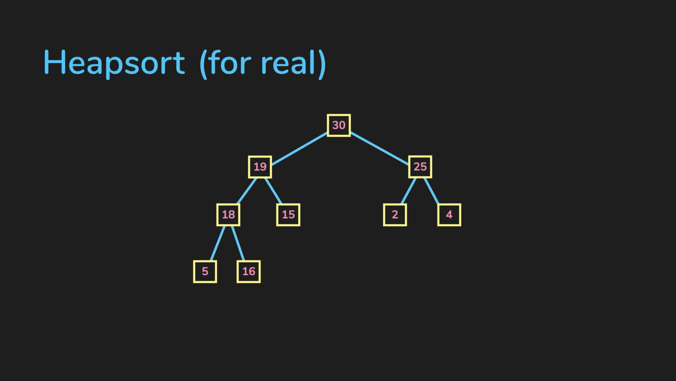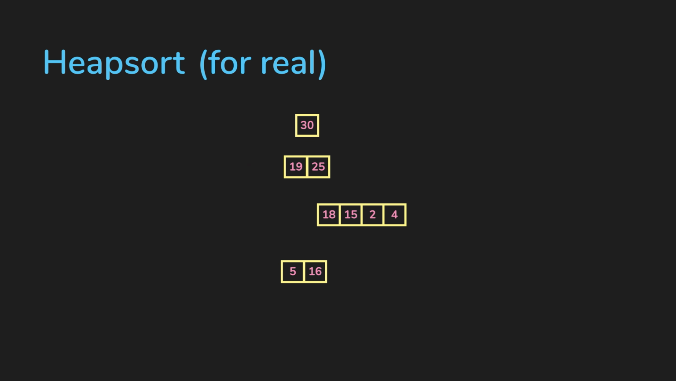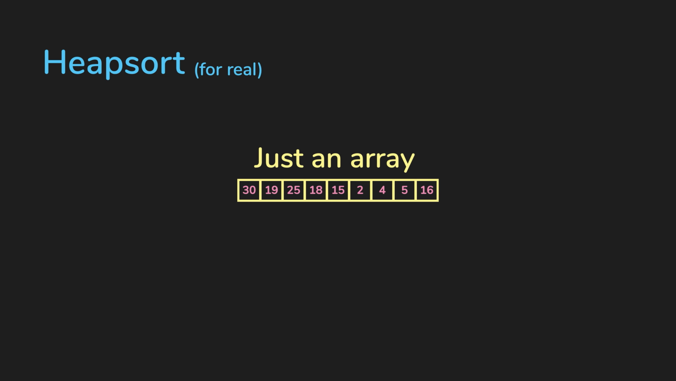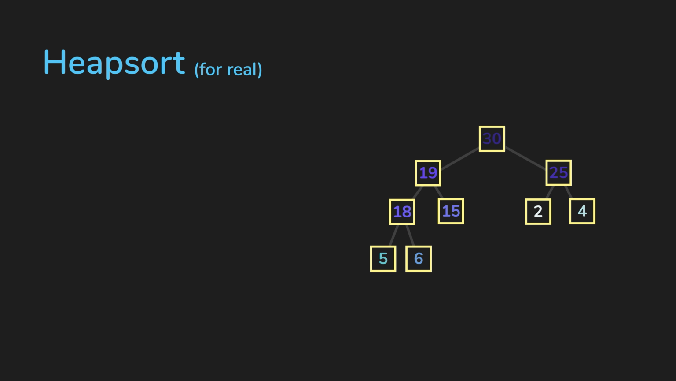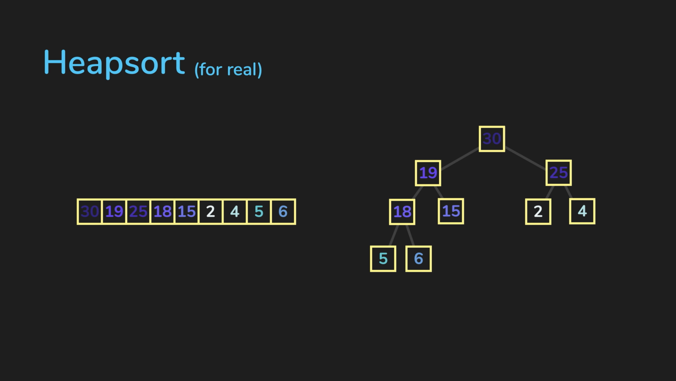Remember that a heap, despite it being a tree structure in concept, in practice, is actually just an array. So what if we can turn the array we want to sort into a max heap? Why would we want a max heap? Let me show you. Here we have a max heap and the array representation of that heap. Our goal is to sort it. So what should we do?